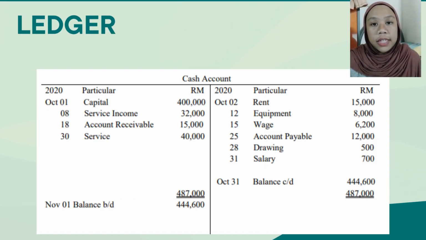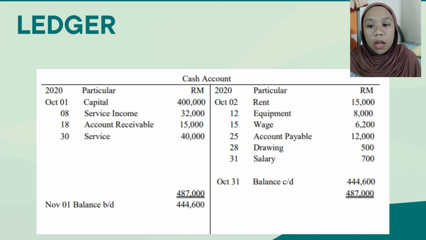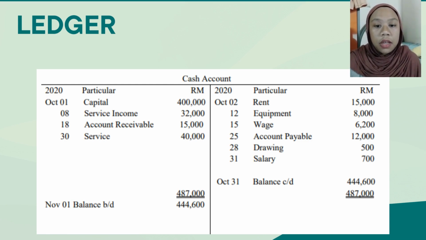Next, ledger. Cash account for debit side, October 1, capital 400,000. October 8, service income 32,000. October 18, account receivable 50,000. And last, October 13, service is 40,000. And the total is 487,000. For credit side, October 2, rent 50,000. October 12, equipment 8,000. October 15, wage 6,200.